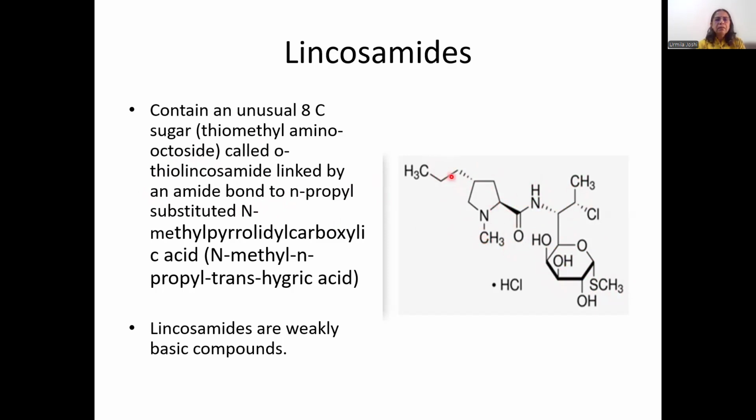N-methyl pyrrolidyl carboxylic acid. That is also known as N-methyl N-propyl hygric acid. Now, please note here, this N is capital N methyl because it is attached to nitrogen, whereas N propyl indicates a propyl chain, not isopropyl, and therefore that n is small.